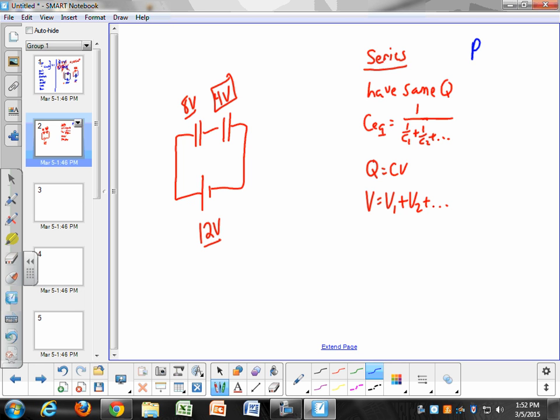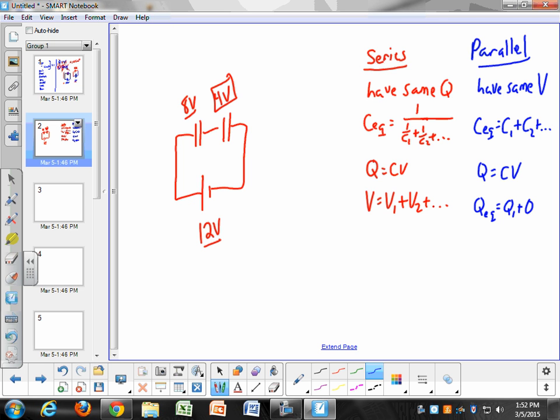For caps in parallel, they have the same, not charge, but voltage. The equivalent is just a sum. Q equals CV. And that's it. There is a rule too that the total charge, the equivalent charge, is equal to Q1 plus Q2. It's not very useful though.